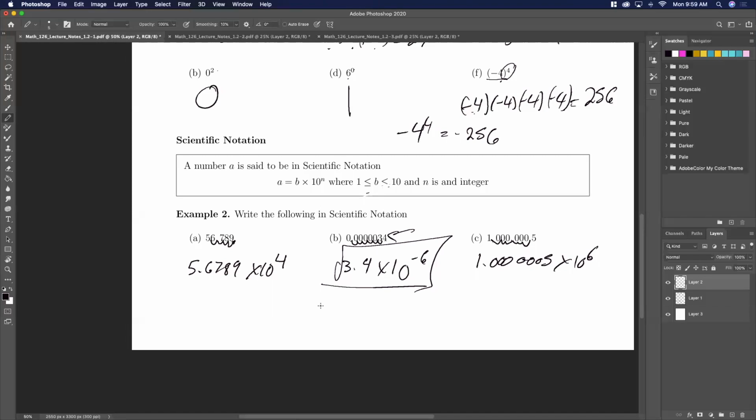Wouldn't it be 10 to the 7? Oh, so no, here. This one has to be greater than or equal to 1, but less than 10. So this has to be a single digit.